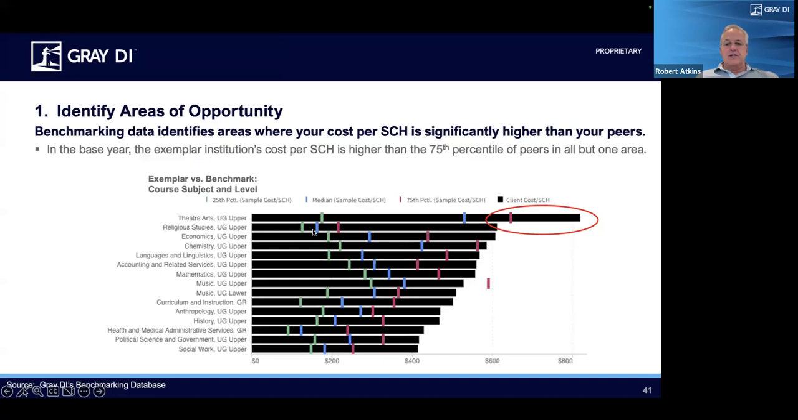And here on religious studies, we can see it's actually pretty low cost in our benchmark, but for some reason, this institution is much, much higher with a cost per student credit hour of almost $600 per credit hour, when the mean is down under $200 per student credit hour. So I find these charts quite helpful in being able to quickly identify which course subjects at what level are running over benchmark so that you can go in and figure out what's wrong and fix it.